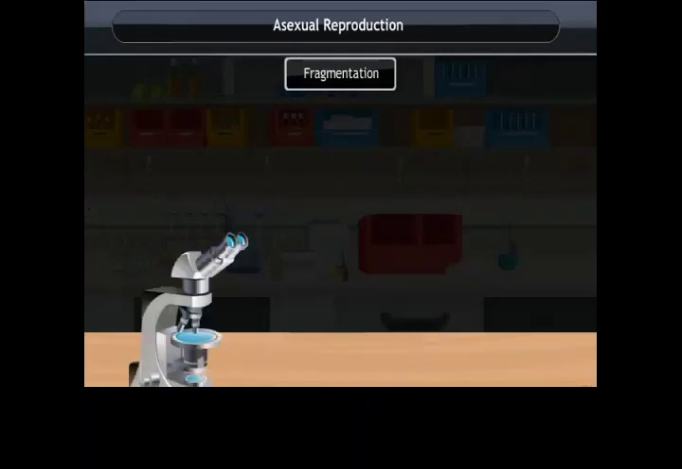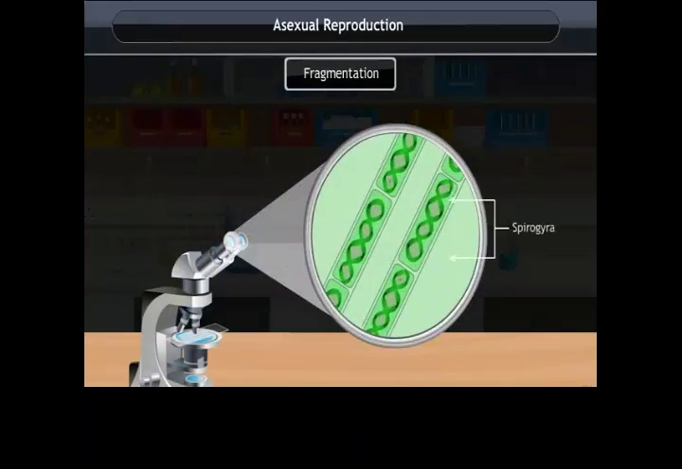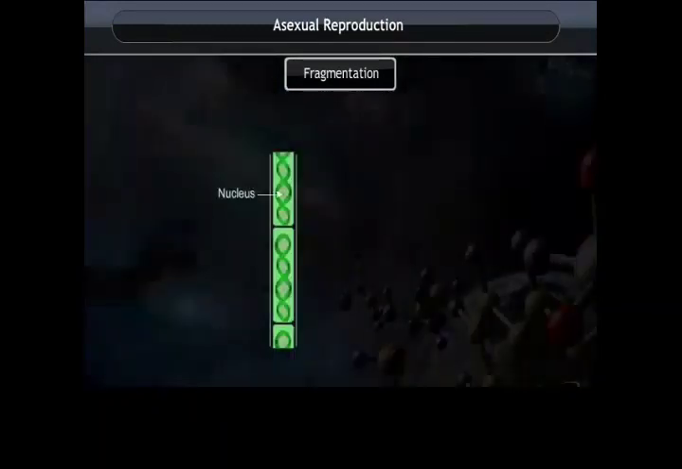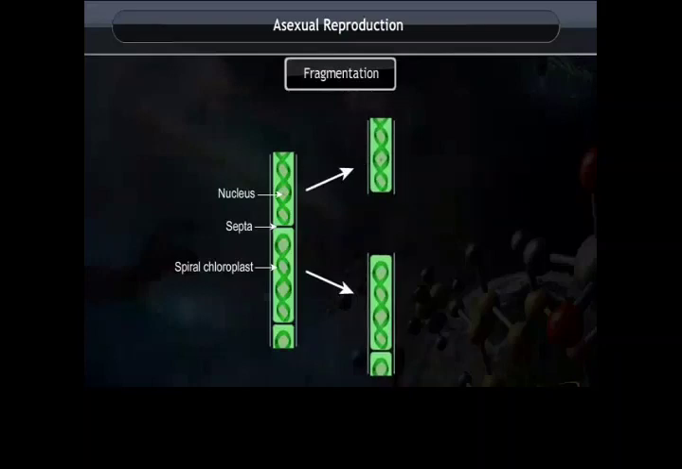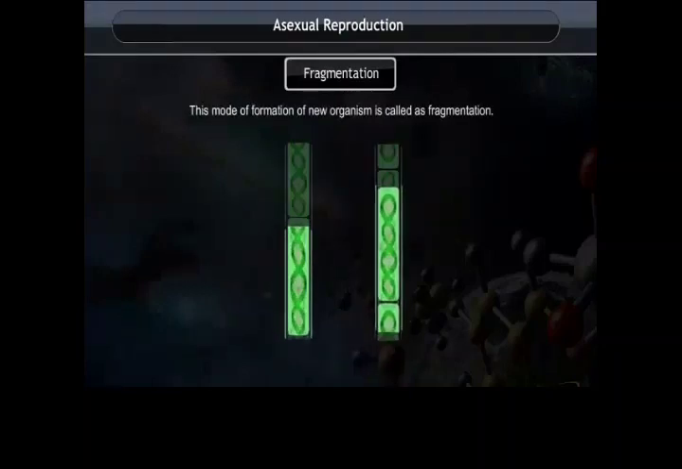Observing the slide under a microscope, you can easily see the Spirogyra. The mature filament divides horizontally into two parts in favorable conditions. Now each fragment develops into a mature, fully grown individual. This mode of formation of a new organism is called fragmentation.